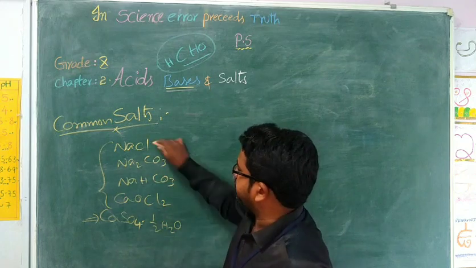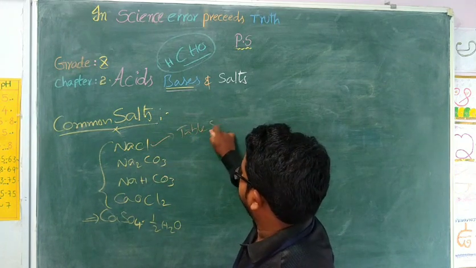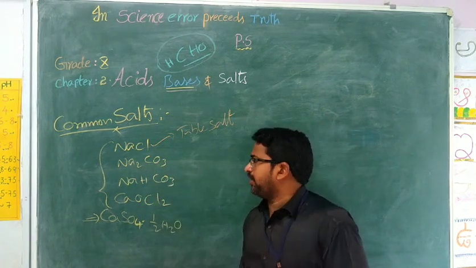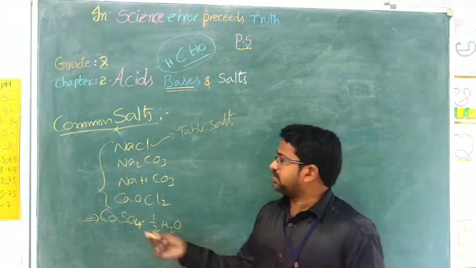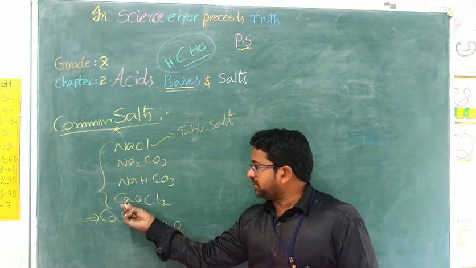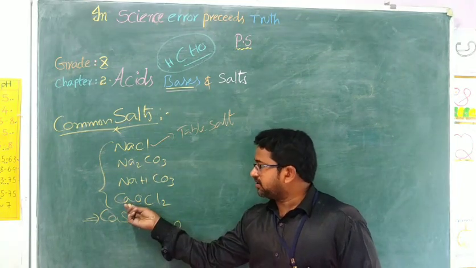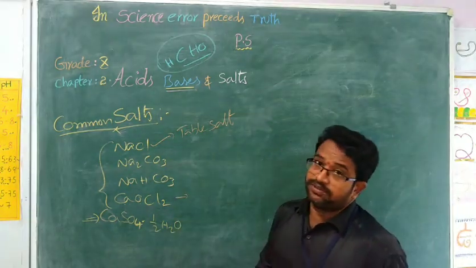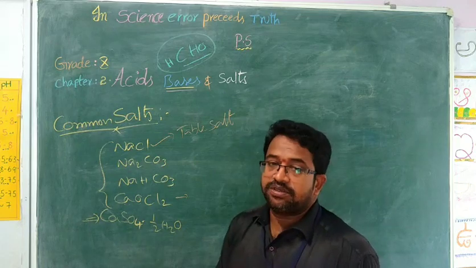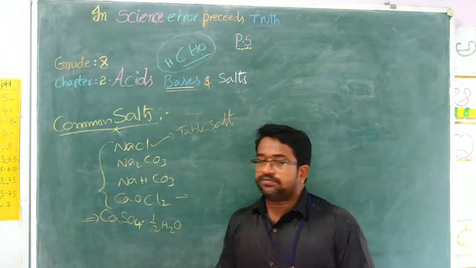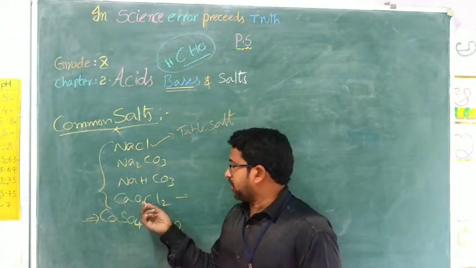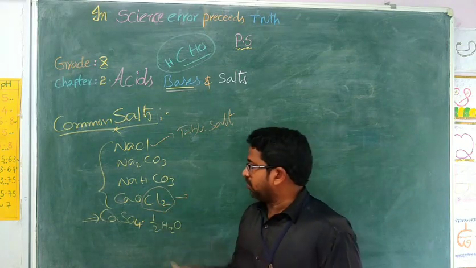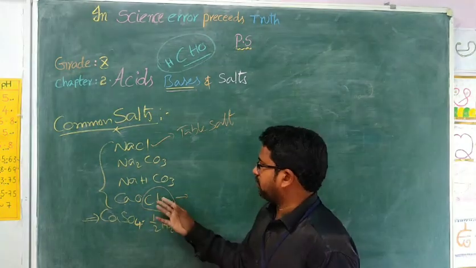Among these, different things will be there. NaCl is table salt. Sodium carbonate, you know, is washing soda. Sodium bicarbonate is baking soda. CaOCl2, calcium oxychloride, is called bleaching powder. Nowadays it is very useful because of corona. It will be used as an antigen, meaning a disinfectant, because of the presence of chlorine. Chlorine is a poisonous agent, so it kills the germs.